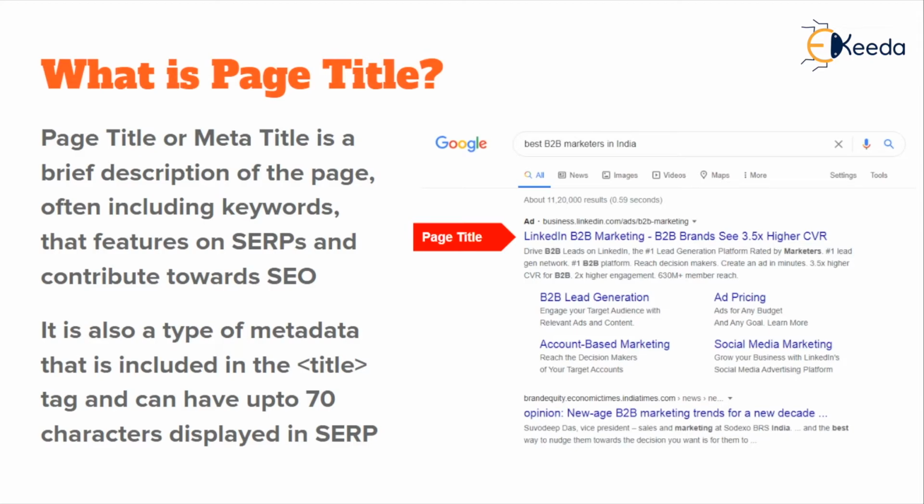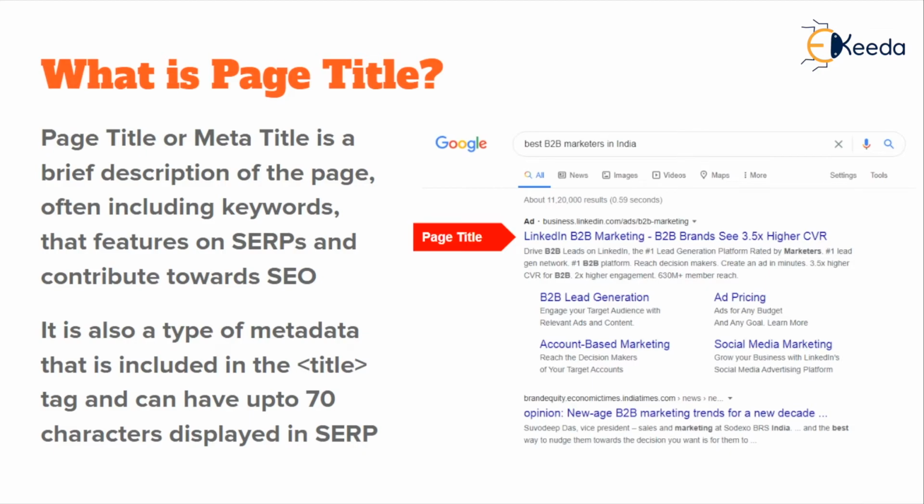Typically it can have up to 70 characters, which are displayed on the search engine result page. That does not mean that the page title cannot be longer than 70 characters. It's just that normally search engine pages showcase page titles up to 70 characters. So it makes sense to have a conclusive page title which finishes within 70 characters, so that the user can see the entire page title.